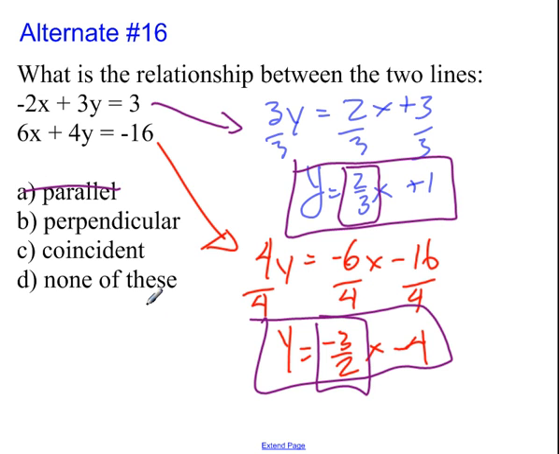No. Coincident means every single thing is the same, and that's a no. Don't pick none of these. They're going to put that there. Just don't pick it. Perpendicular. Did the slopes flip over and change signs? Yes, they did. So perpendicular is our answer, and that's what they're going to ask you to do on your actual semester exam question. So be prepared.